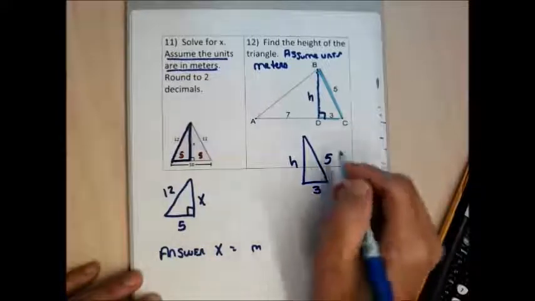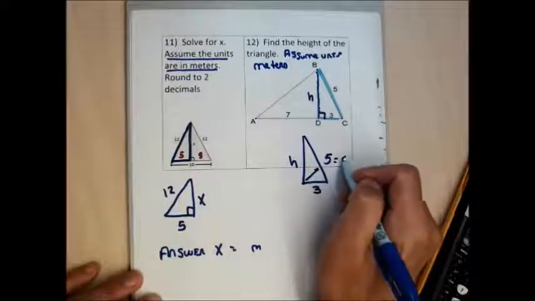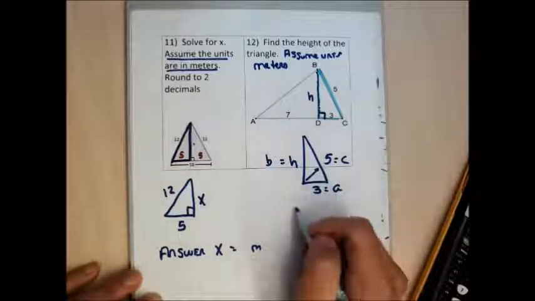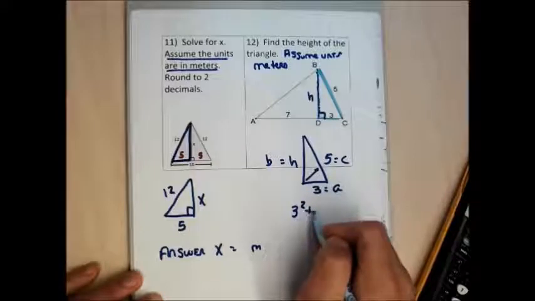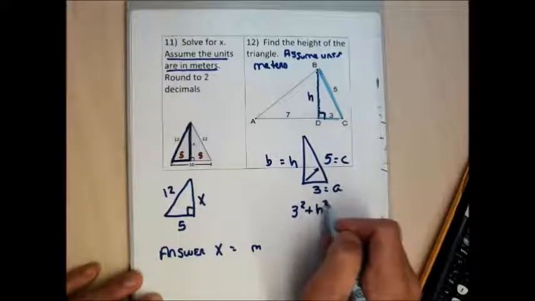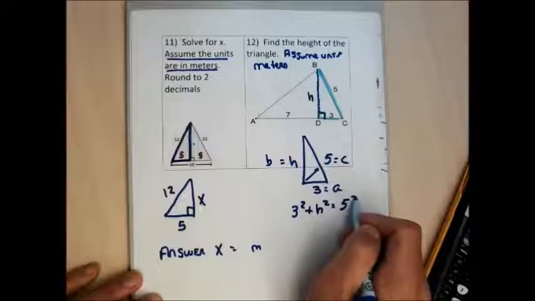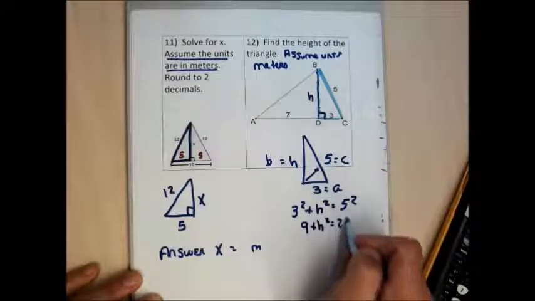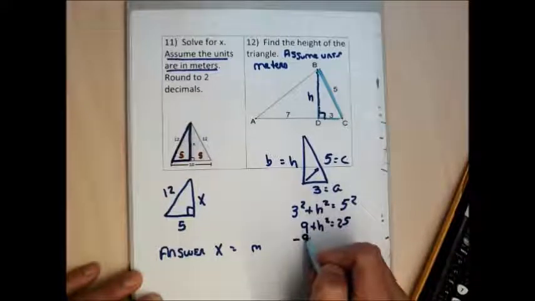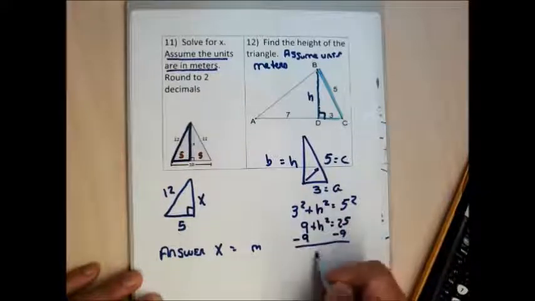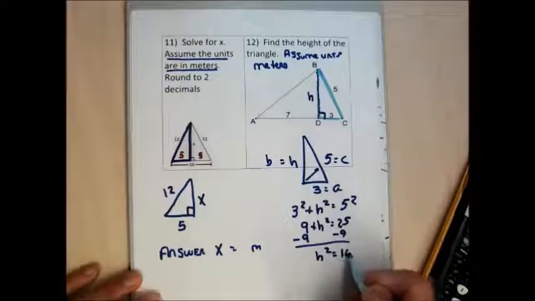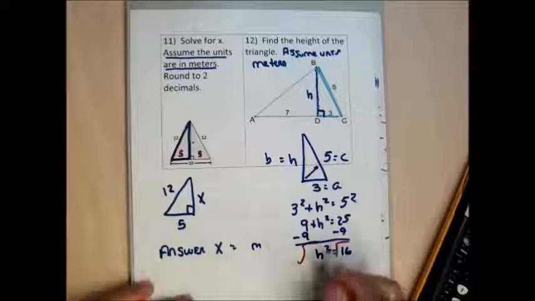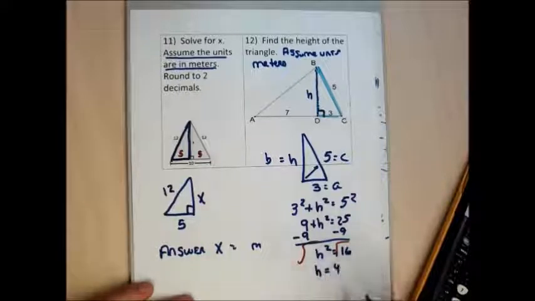So let me do these. This side is across from the right angle. It has to be a C. I'm going to call that an A and that a B. And I'm going to go 3 squared plus height squared equals 5 squared. This is going to give me 9 plus the height squared equals 25, and then minus 9, minus 9. This gives me the height squared equals 16, and then square root. I'm going to get the height equals 4.